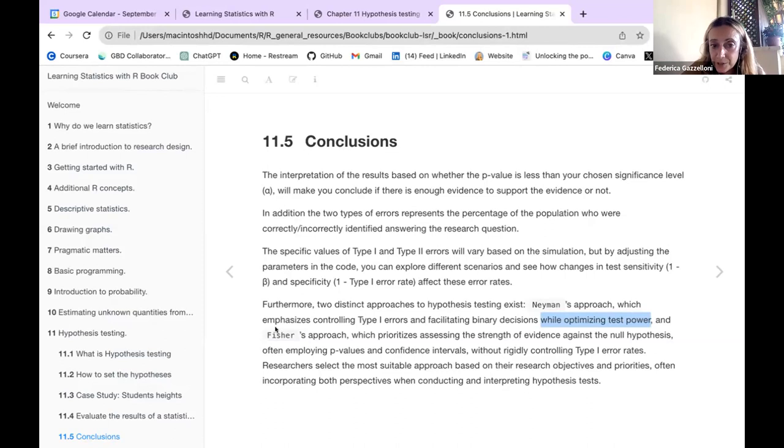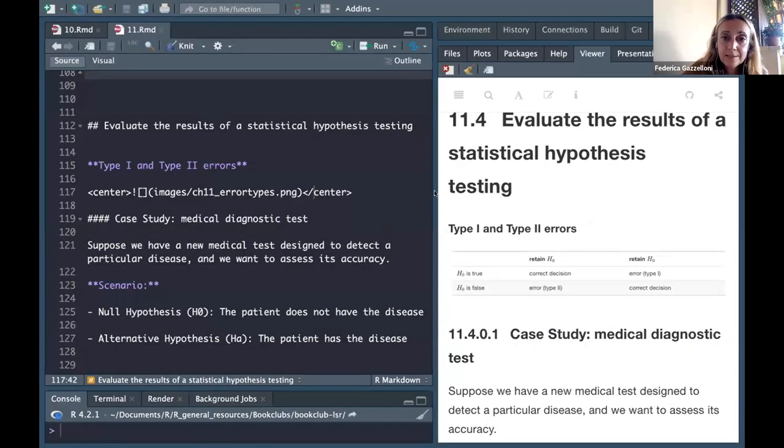And the Fisher approach prioritizes assessing the strength of evidence against the null hypothesis, and it often employs p-values and confidence intervals without controlling type 1 errors. So researchers select the most suitable approach based on their set of objectives and priorities, often incorporating both perspectives when conducting and interpreting a test. Let me jump into R. I don't know if you have any questions.